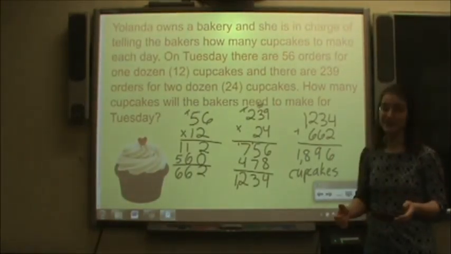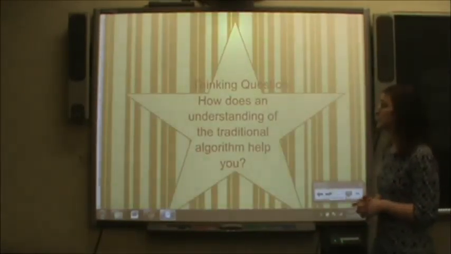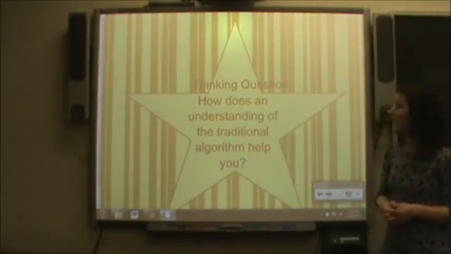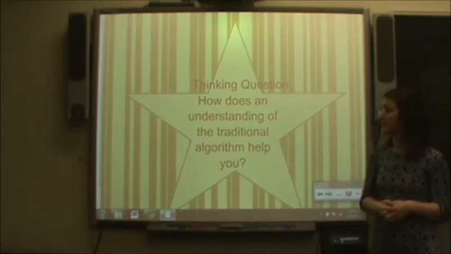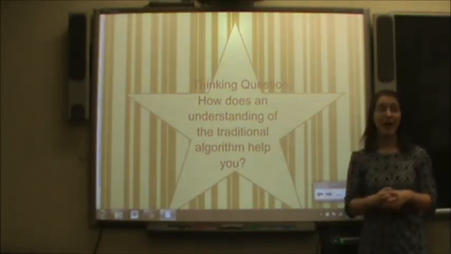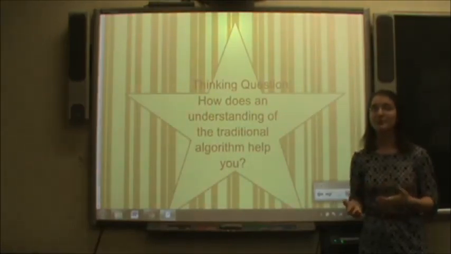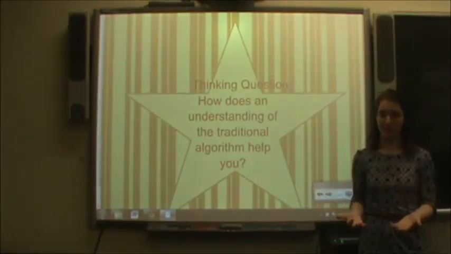Great work today with lots of numbers. We're now going to take a look at the thinking question, which we'll answer at the beginning of the next lesson. How does an understanding of the traditional algorithm help you? So you understand how it works now. How does understanding that help you?